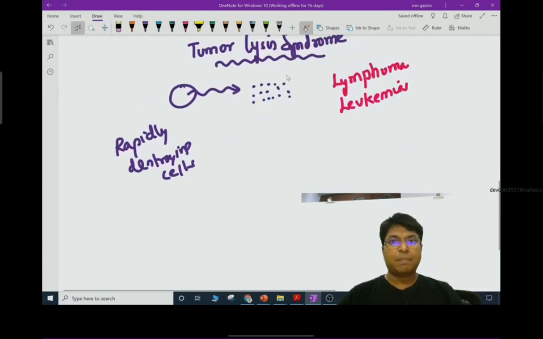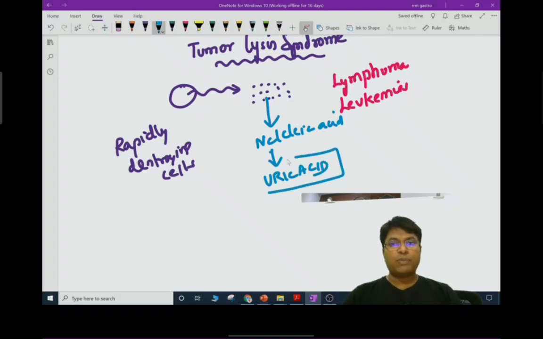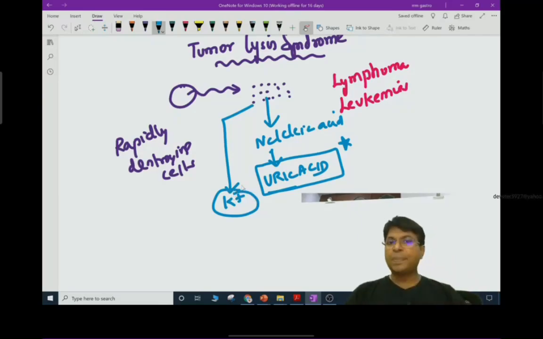What happens in this condition practically is, as the cells are getting ruptured, a lot of nucleic acid will be released. You all know the metabolism: from nucleic acid, we get uric acid. So the patient gets an enormous amount of uric acid in his blood. So hyperuricemia, the first important point, will be there. And as the cells rupture, potassium, which is predominantly intracellular, is also released out of the cells.